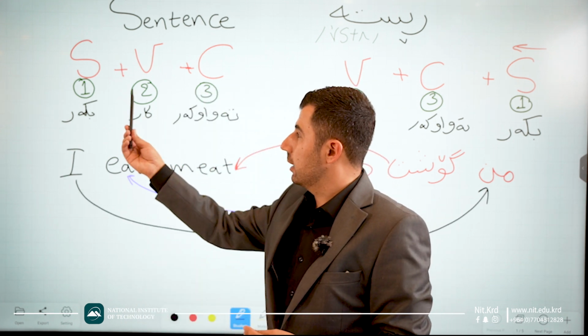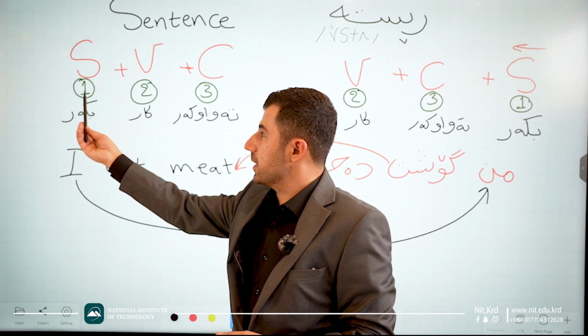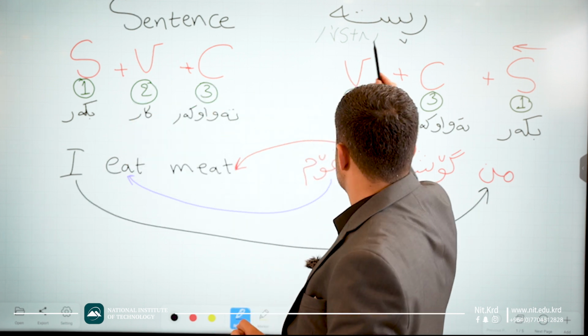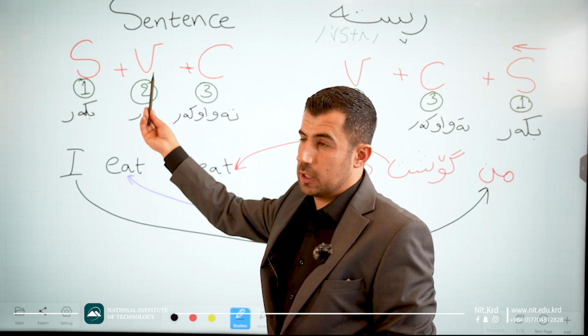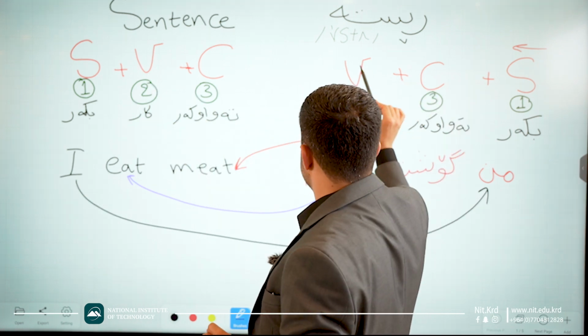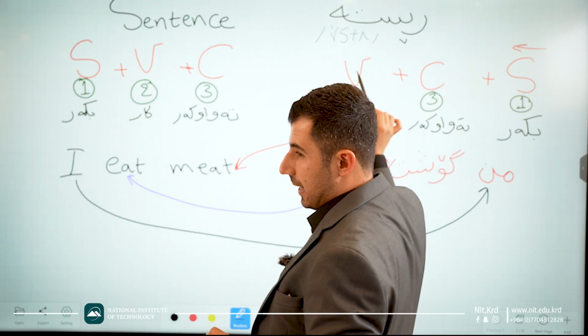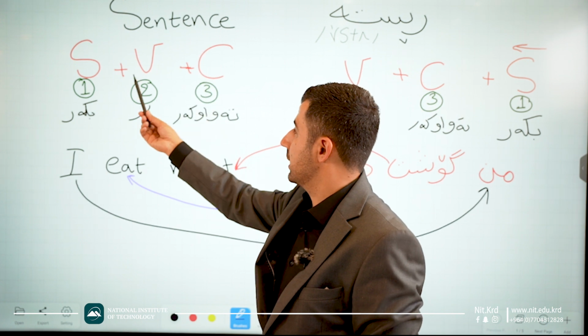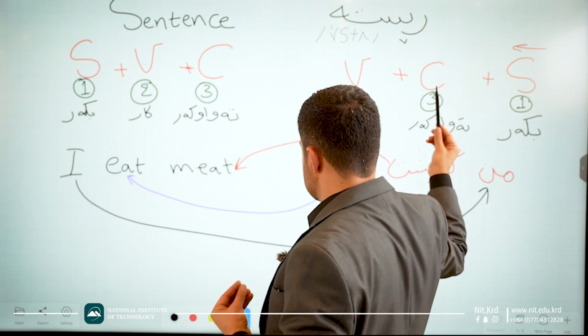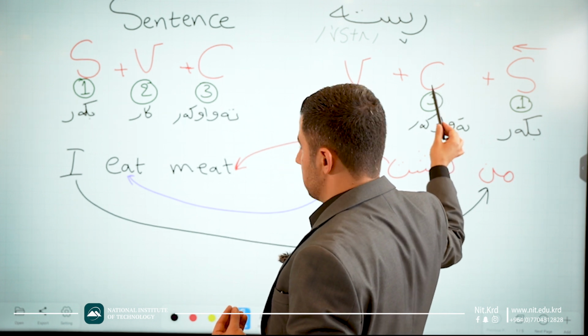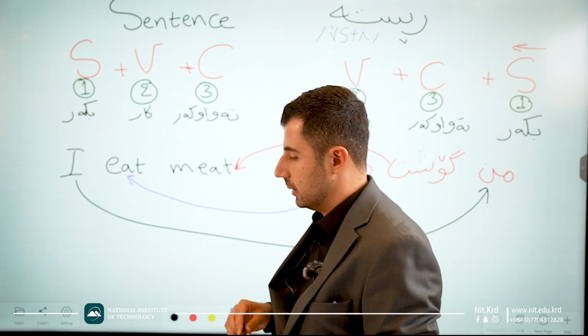Just have a look at the order. The first one is subject here. In Kurdish language also it is the same. But verb is the second one here, but in Kurdish language it comes at the end, and the complement comes the third part here, but in Kurdish sentence it comes in the middle between subject and verb.